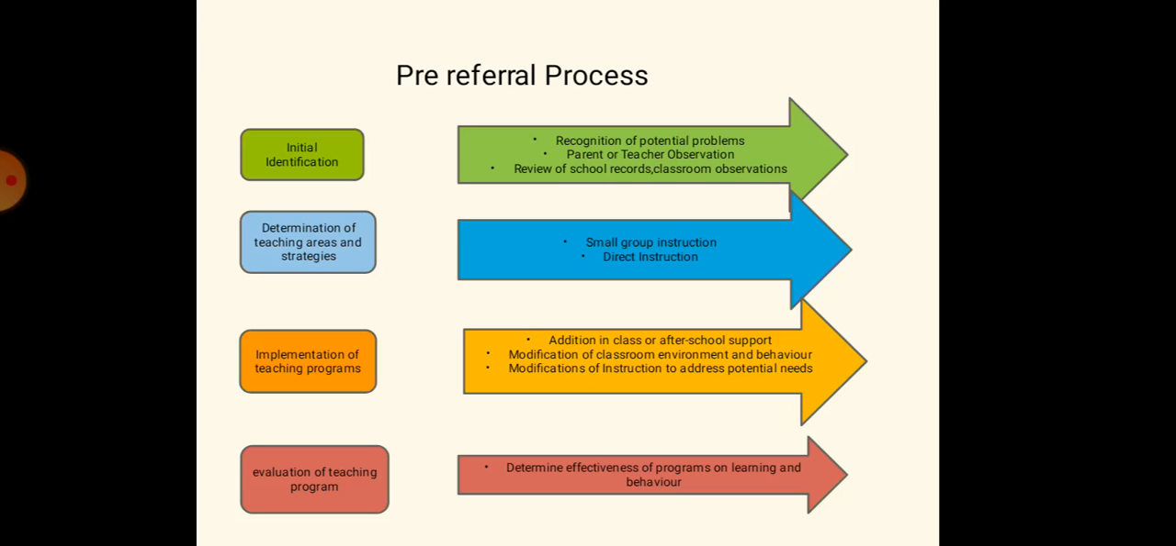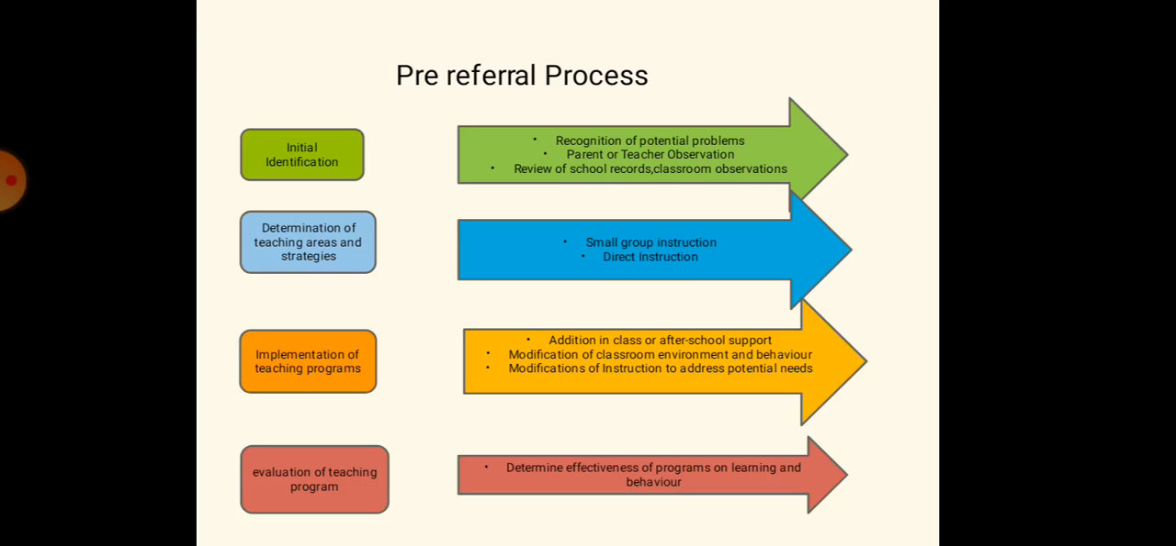Teachers should recognize problems of students. These kinds of concerns are often precipitated by some of the following signs. We have falling grades, difficulty in comprehending text, and lack of motivation, and others. So, this is the initial identification, the first stage of the pre-referral process. So let's proceed to the second stage.